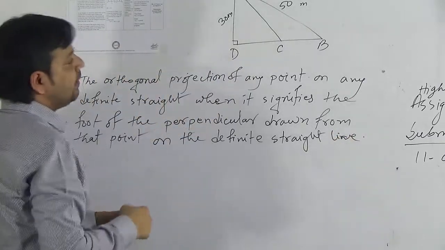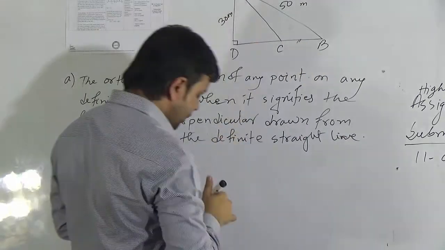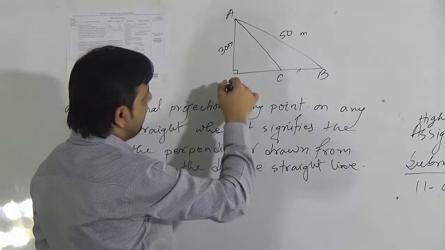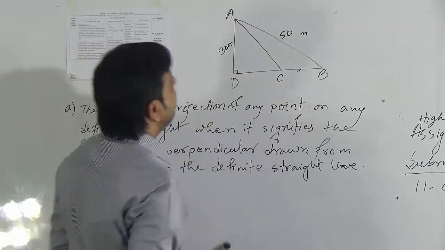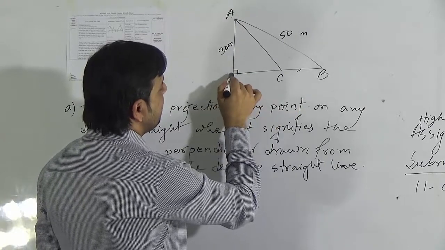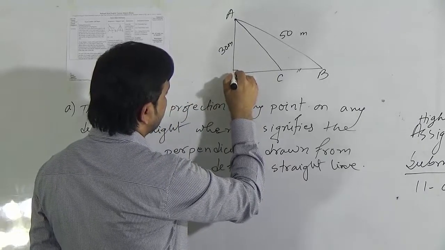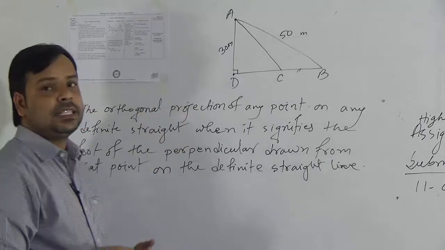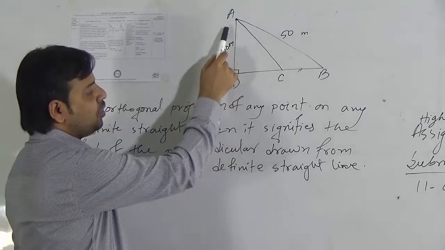So now here BC is the definite straight line and A is the point. As we need to determine the orthogonal projection of A, we have to draw the perpendicular AD on extended BC, and that AD intersects extended BC at D. So D is the foot point of AD. So the point D is the orthogonal projection of A.